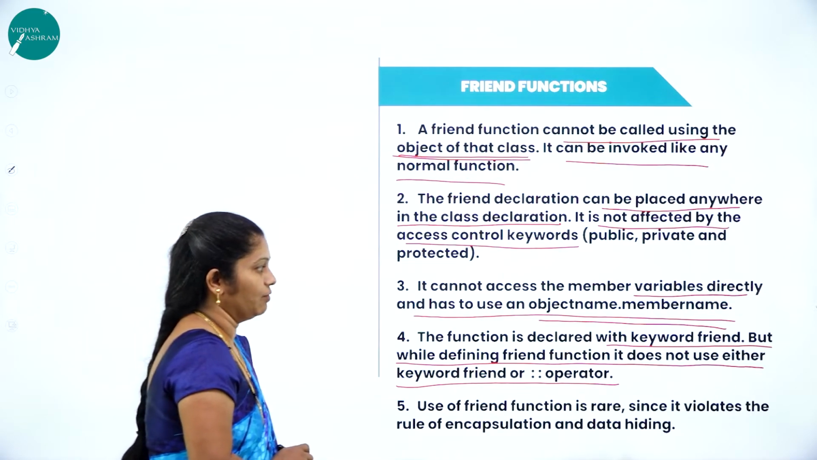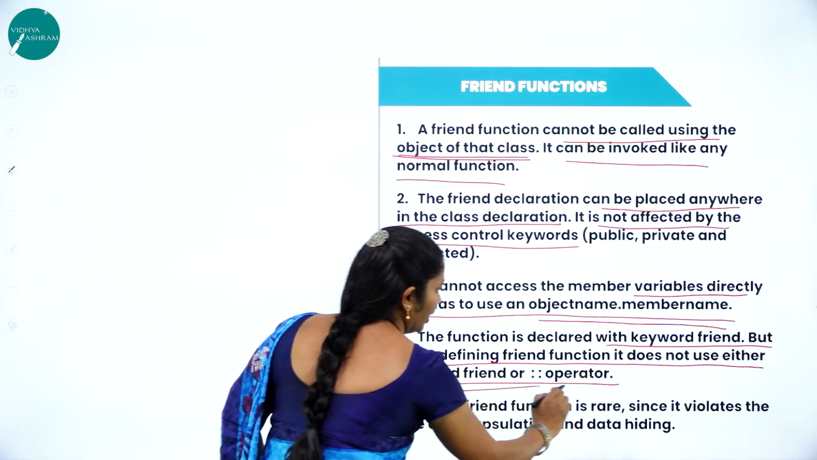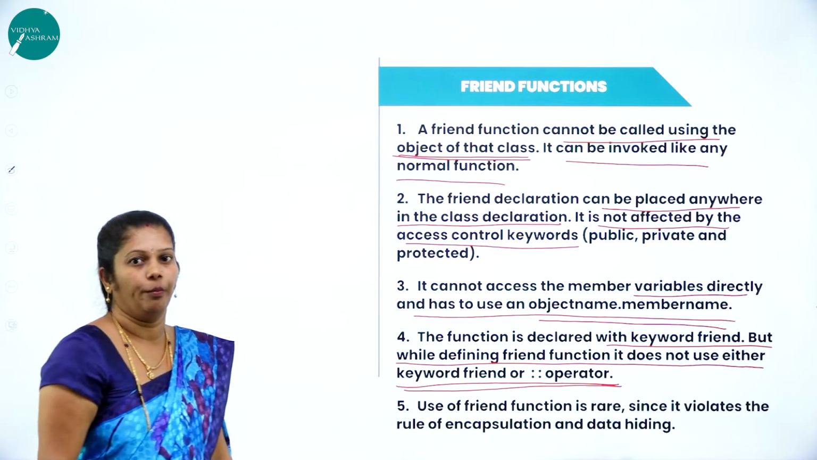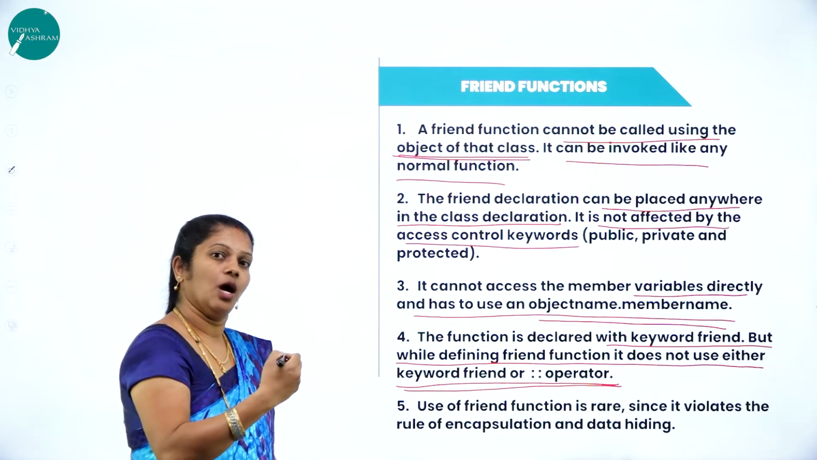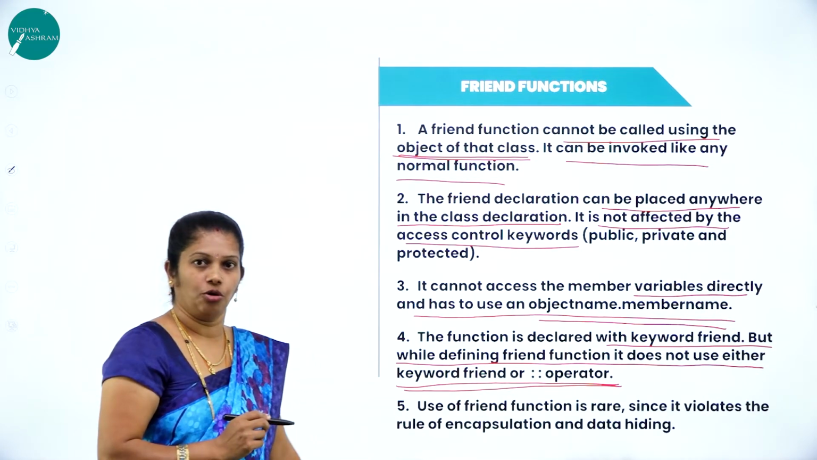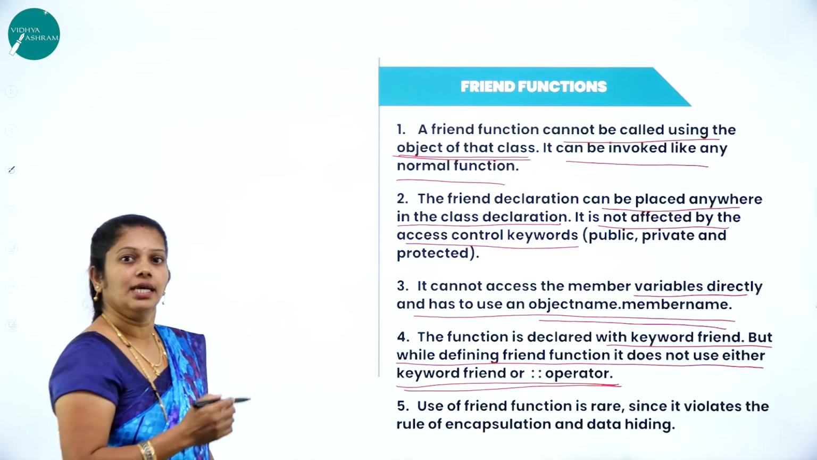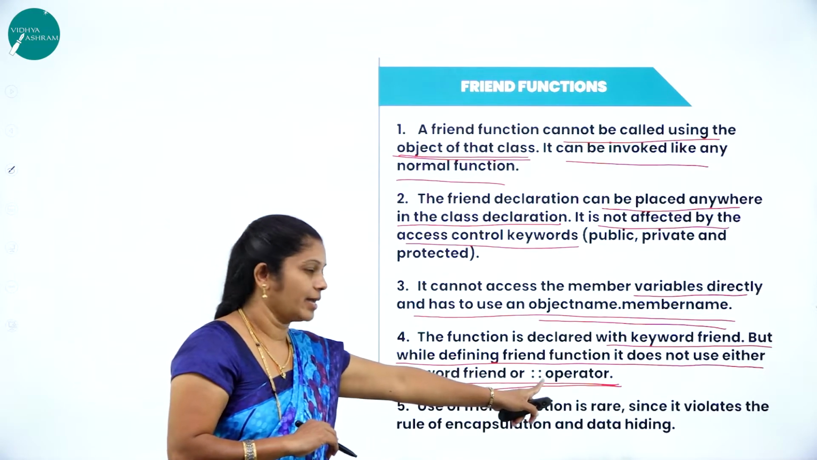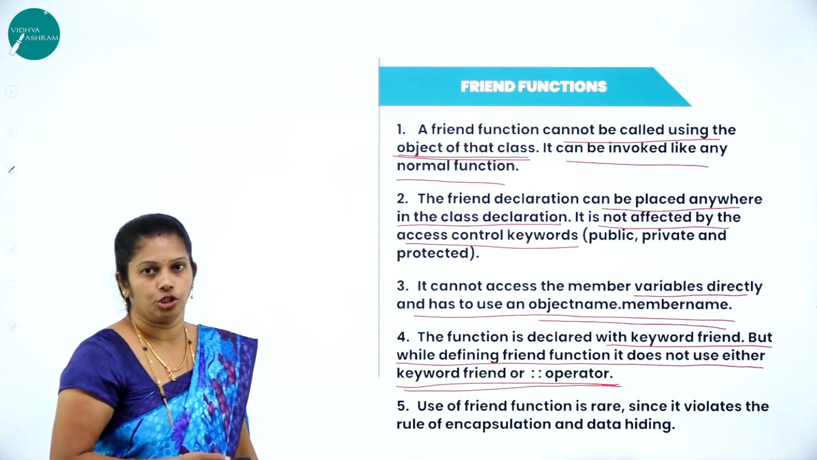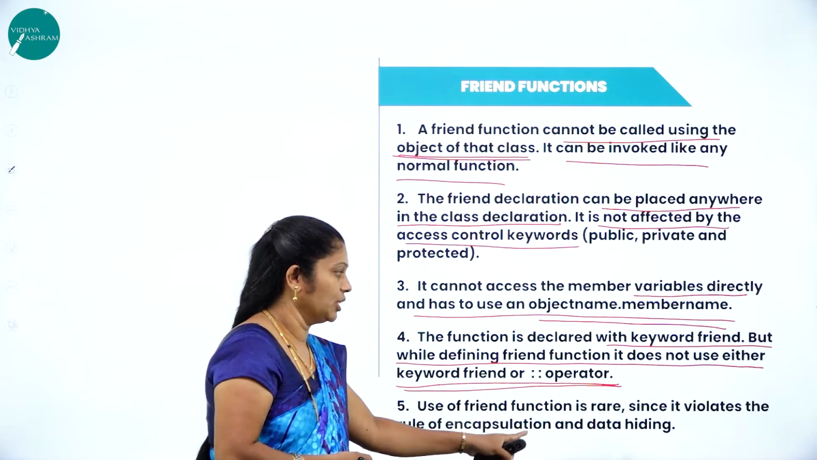While defining a friend function, it does not use either the keyword friend or the scope resolution operator. While if I want to define the member function outside the class, then I need the scope resolution operator. If I want to define the friend function outside the class, then I do not require the keyword friend once again. With that, I do not require the scope resolution operator.